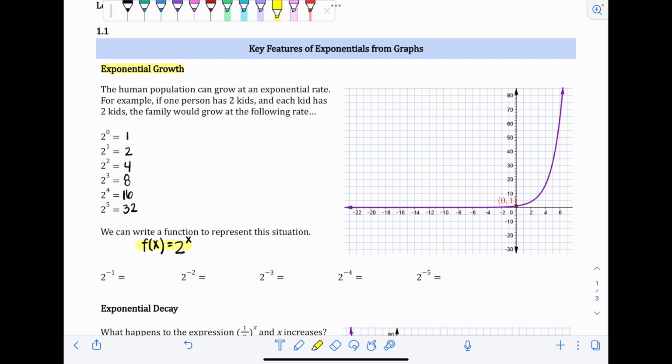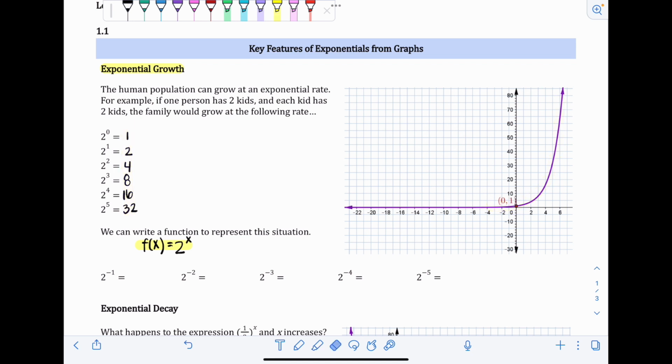And you can see if we follow the graph, it shoots way up really quickly. It starts off a little slow, but the quicker it starts increasing, it just starts going faster and faster and faster. And you could see that with this trend of numbers over here. It started off with just 1, 2, 4, not growing that quickly, but by the end of it, it was already at 32, and it's going to keep going from there.